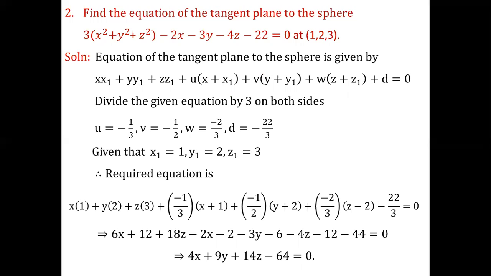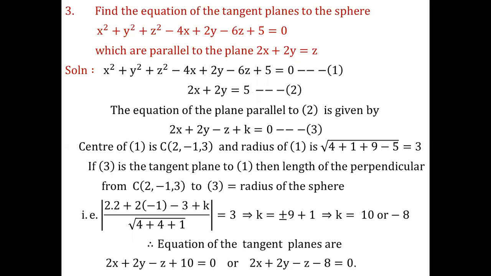The coefficients of x square, y square, z square is 3. So divide the given equation by 3 on both sides. Then u is minus 1 by 3, v is minus 1 by 2, w is minus 2 by 3, and d is minus 22 by 3. Given that x1, y1, z1 is 1, 2, 3 respectively. So substitute all these values in the equation of the tangent plane to the sphere, and after simplification, you are going to get the required answer. Look at the simplification steps and try to get this answer.